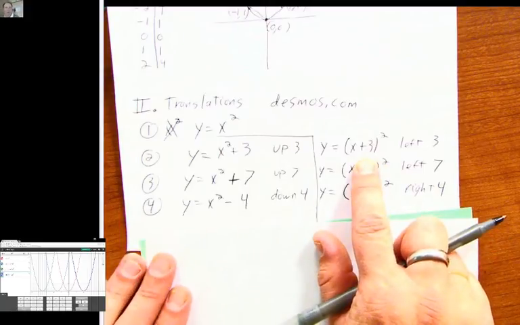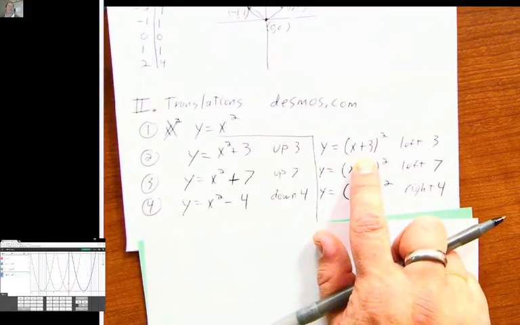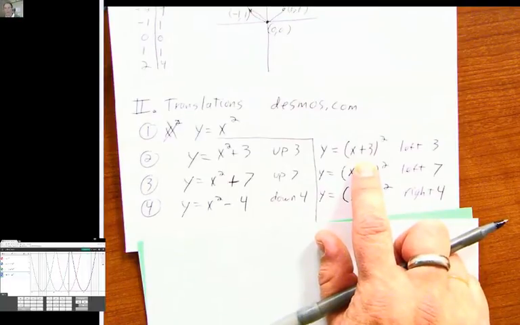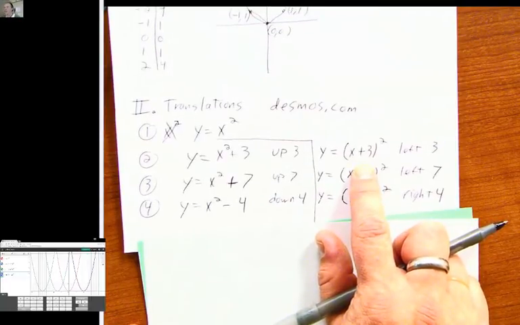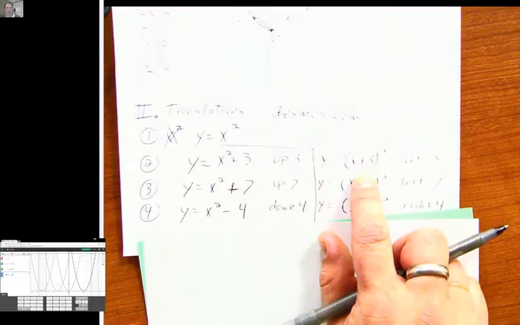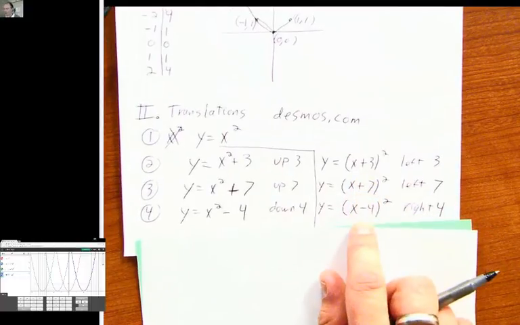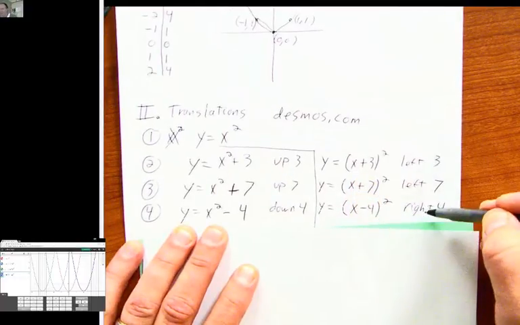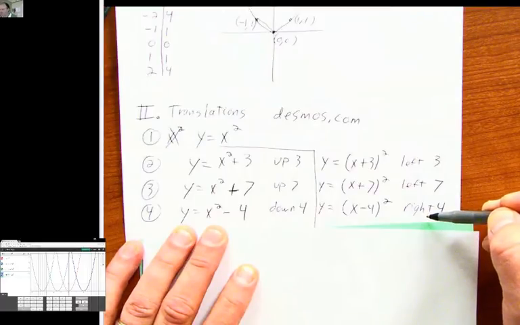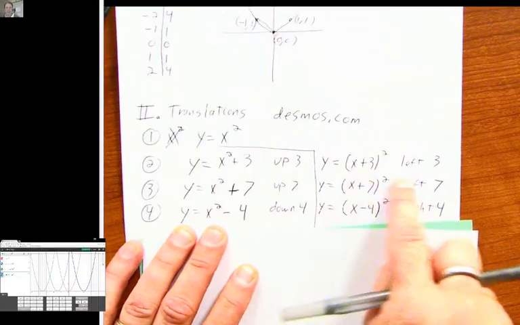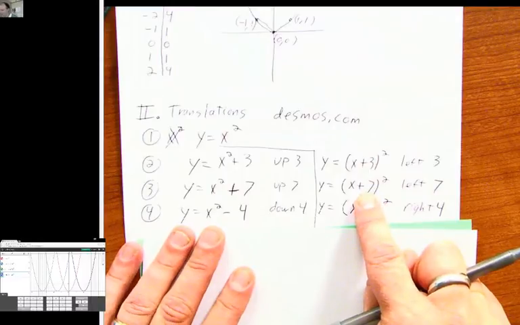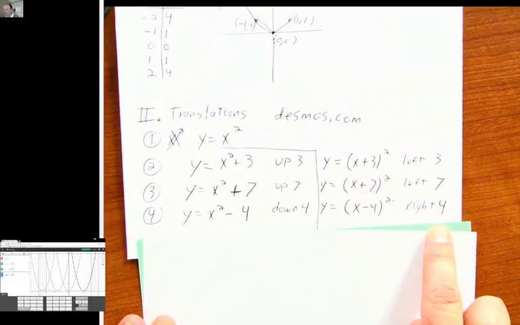Whereas this other one, when I'm thinking right and left, but I'm thinking adding, that makes me think to the right. Adding to the right, subtraction to the left. But what actually happened to the transformation was the exact opposite. The x plus 3 went left 3. The x plus 7 went left 7. The x minus 4 went right 4.